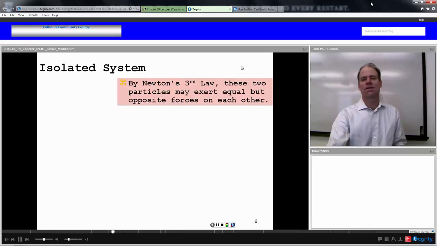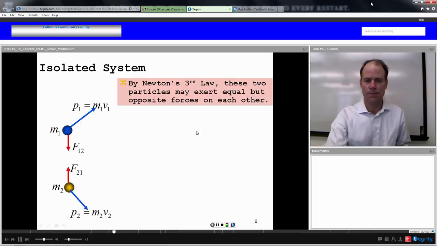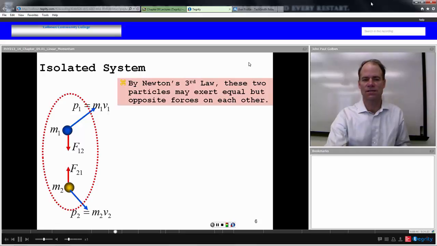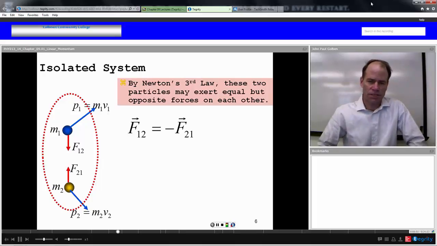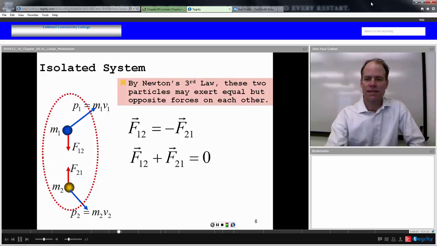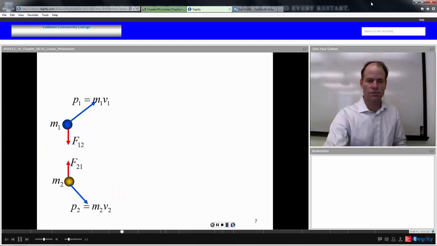Consider this. By Newton's third law, two particles may exert forces on each other equal and opposite, but if there's no external force on the system, then we can say that the system is isolated. So there's no external force on the system, only forces between the particles. Hence, we would say that the force that one exerts on two is equal to the negative of the force that two exerts on one. And if we were to add these forces vectorially, it should add up to 0 because they're equal and opposite by Newton's third law. Sounds good? So there's no net external force on this system if all the forces are internal.